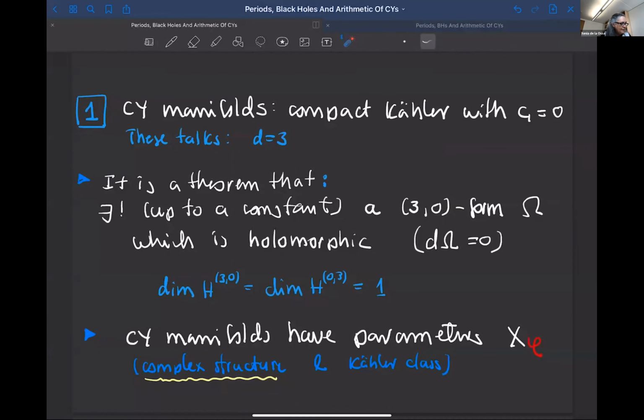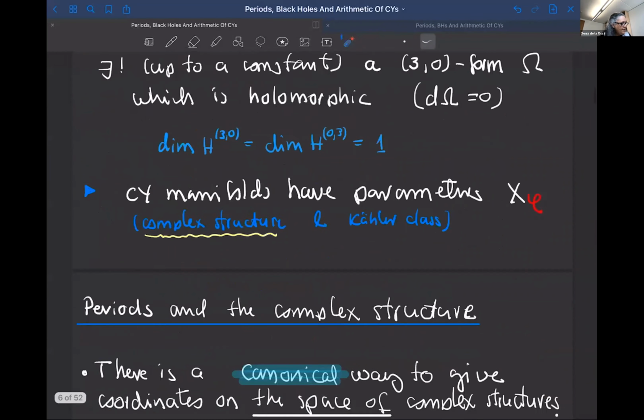The other important fact is that Calabi-Yau manifolds have parameters. They come in families. They have a complex structure, and they have a Kähler class because they are Kähler manifolds. Most of our talks are concerned with the complex structure of the Calabi-Yau. So this parameter here denotes a generic complex structure parameter. But we should never forget that they also have parameters associated to the Kähler class, and of course mirror symmetry relates these.